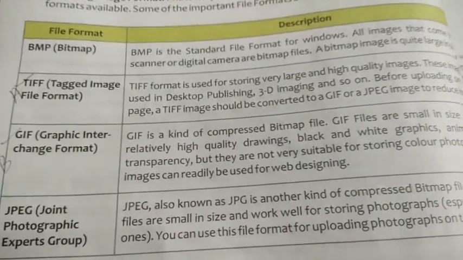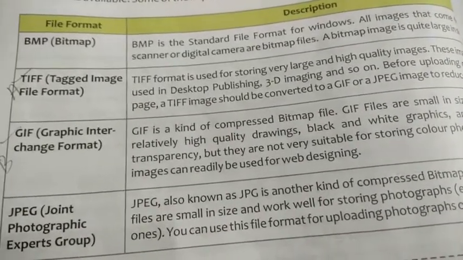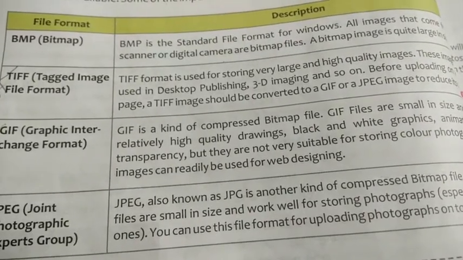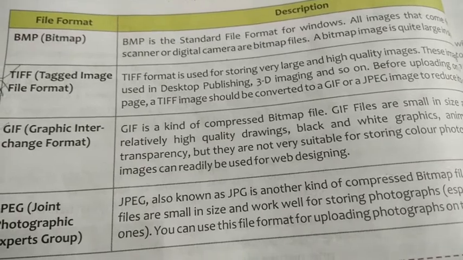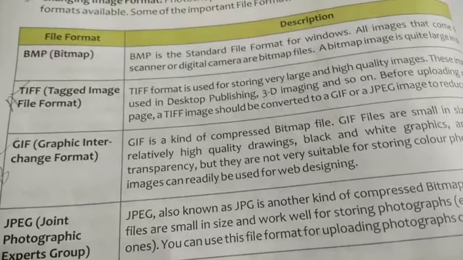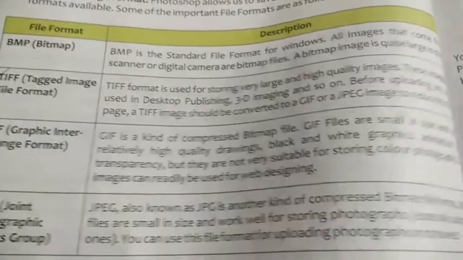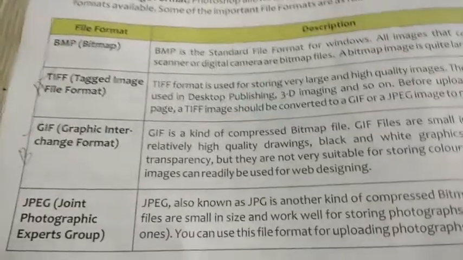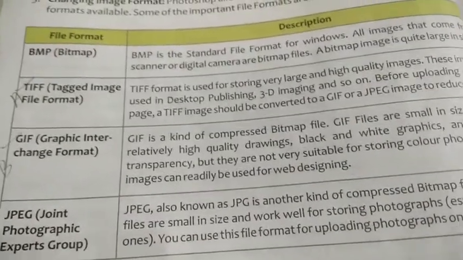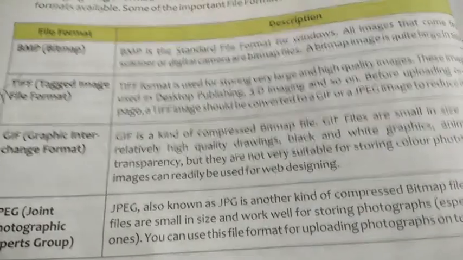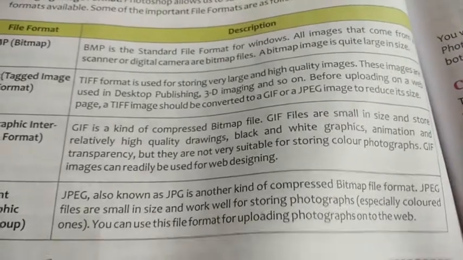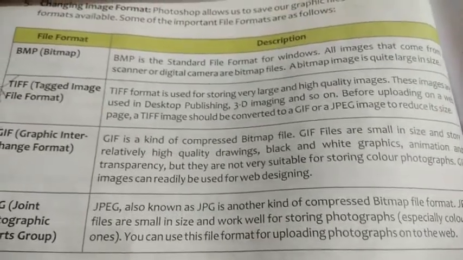Today we are going to discuss these file formats. First, BMP file, bitmap. BMP is a standard file format for Windows. All images that come from a scanner or digital camera are bitmap files. A bitmap image is quite large in size. Then TIFF, tagged image file format. TIFF format is used for storing very large and high quality images. These images are used in desktop publishing, 3D imaging and so on.